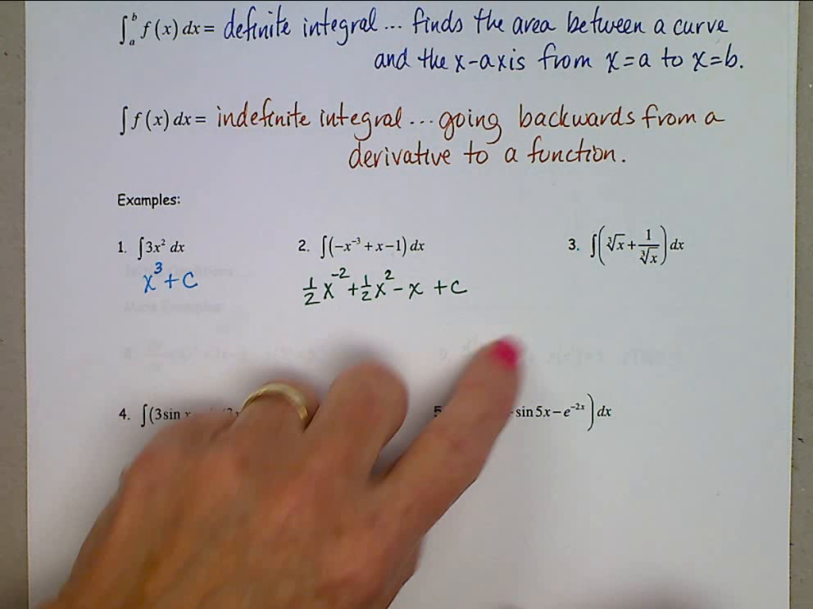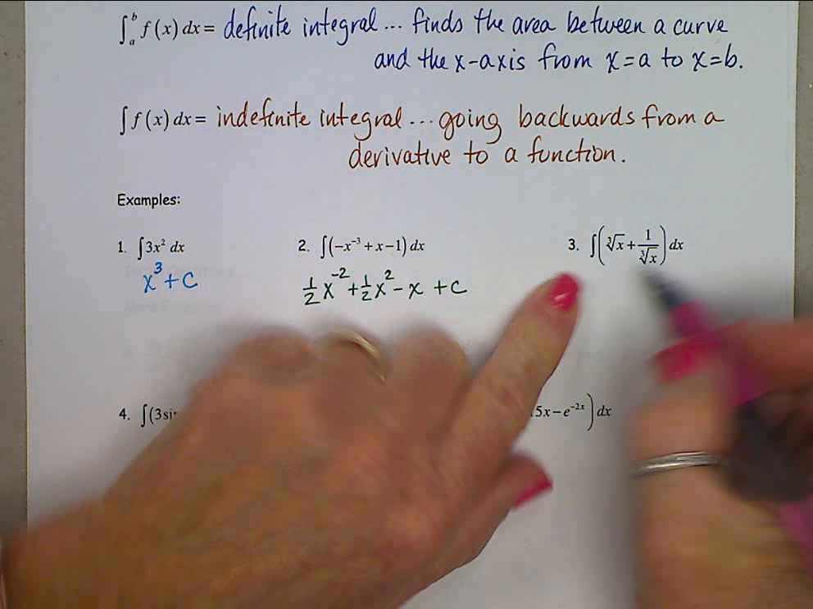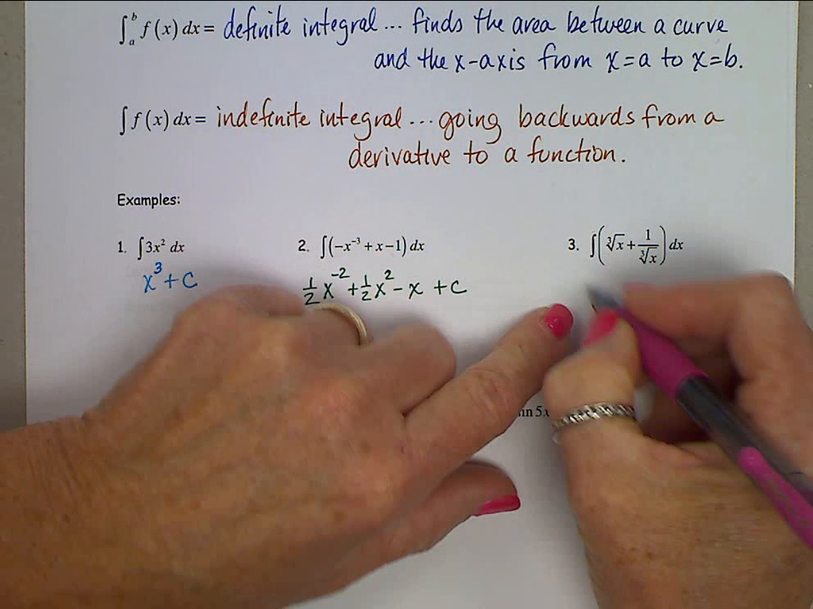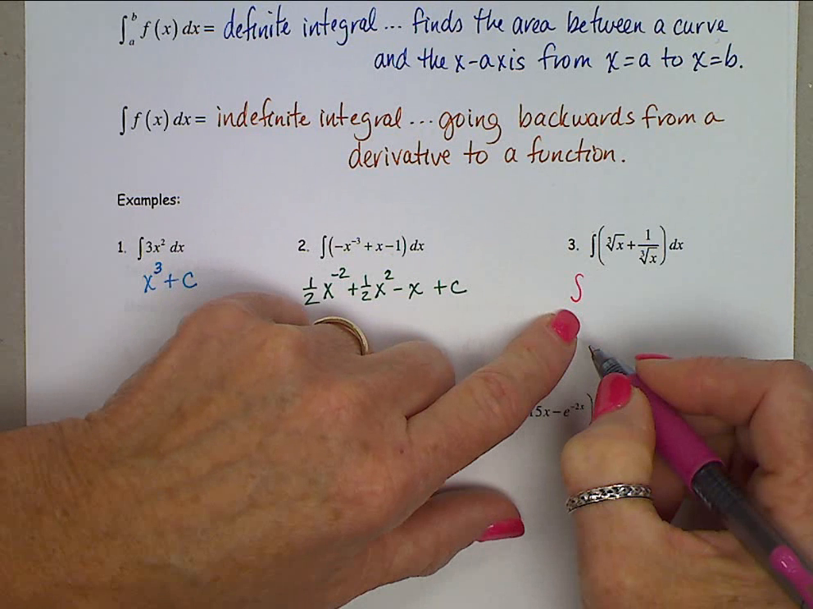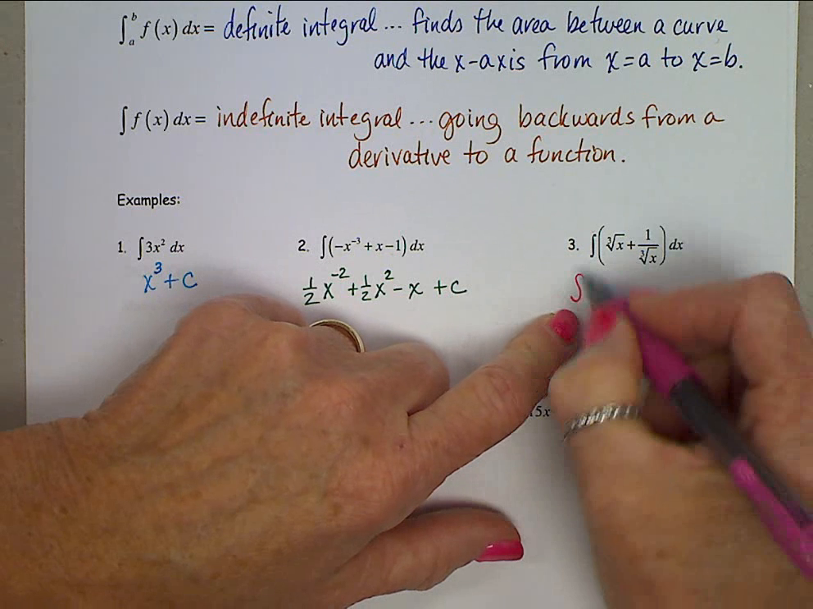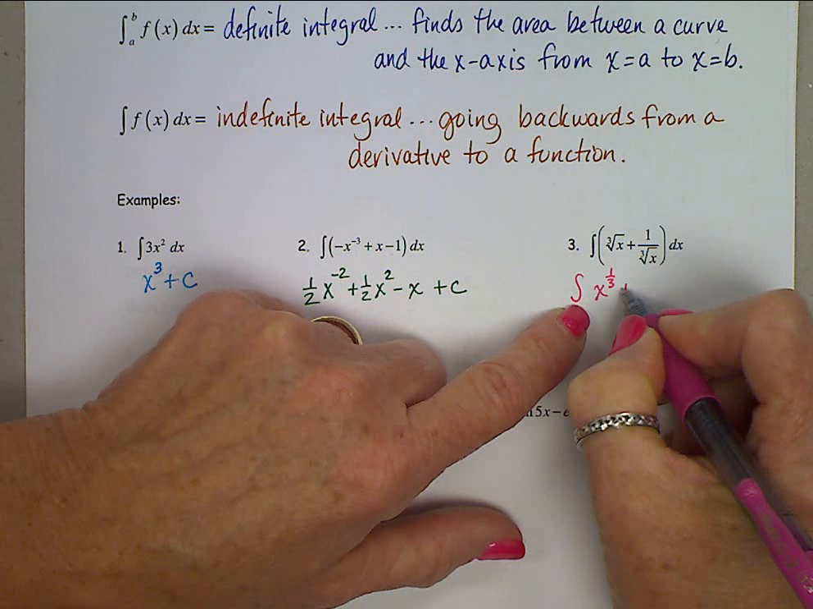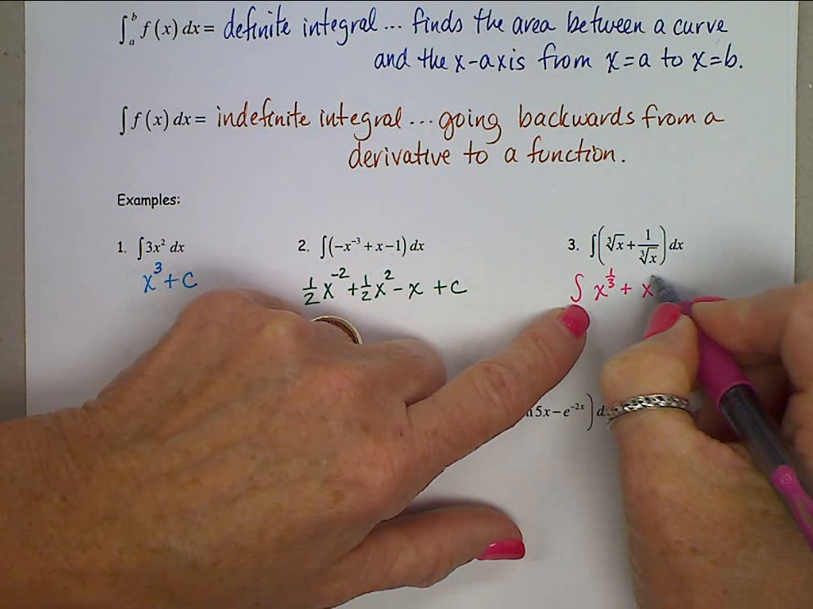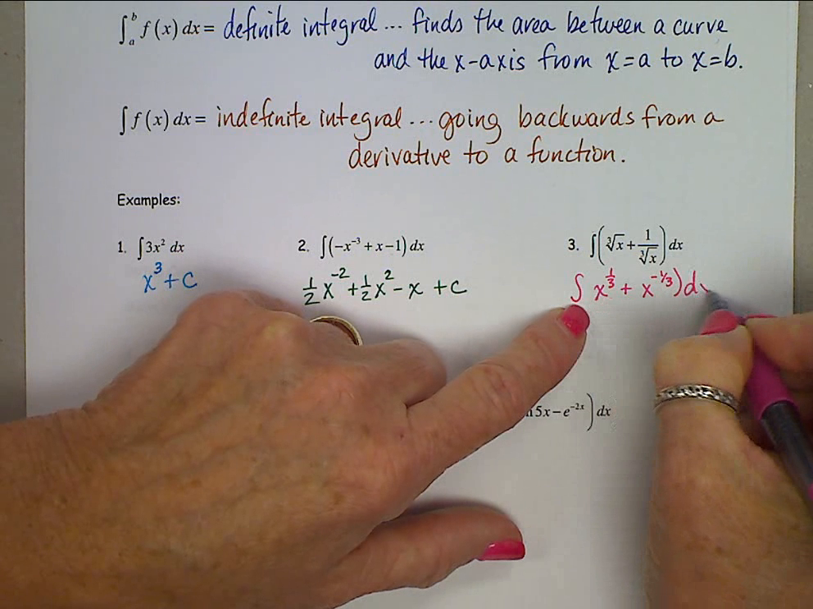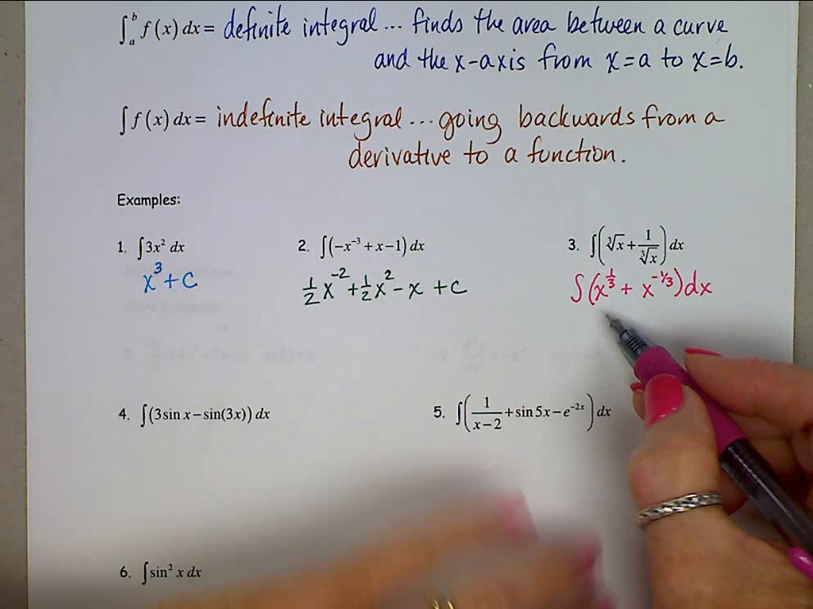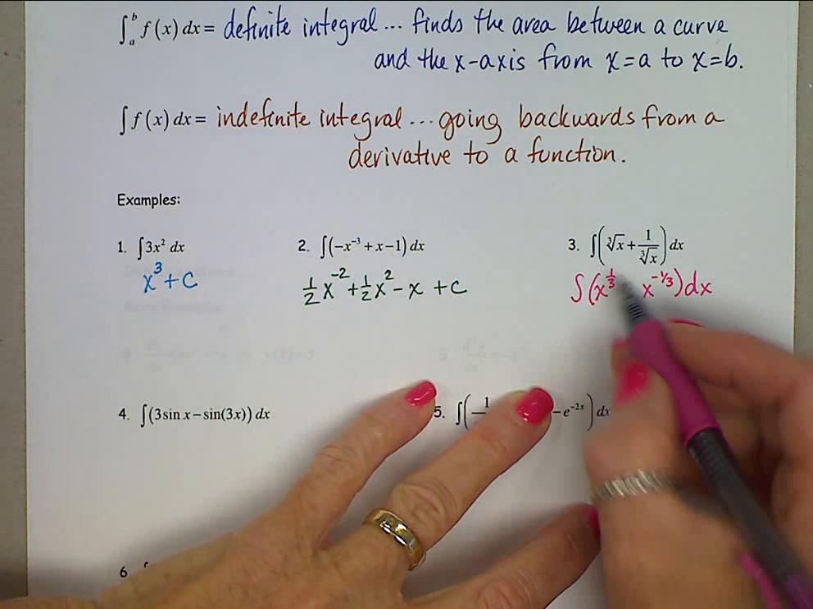Looking at this one should bring back some memories from doing derivatives. Whenever we saw radicals, we always rewrote them with rational or fractional exponents. So we can see this as x to the 1/3 plus x to the negative 1/3 times dx. Using this little trick now about adding to the exponent. It's not really a trick, it is a pattern though.